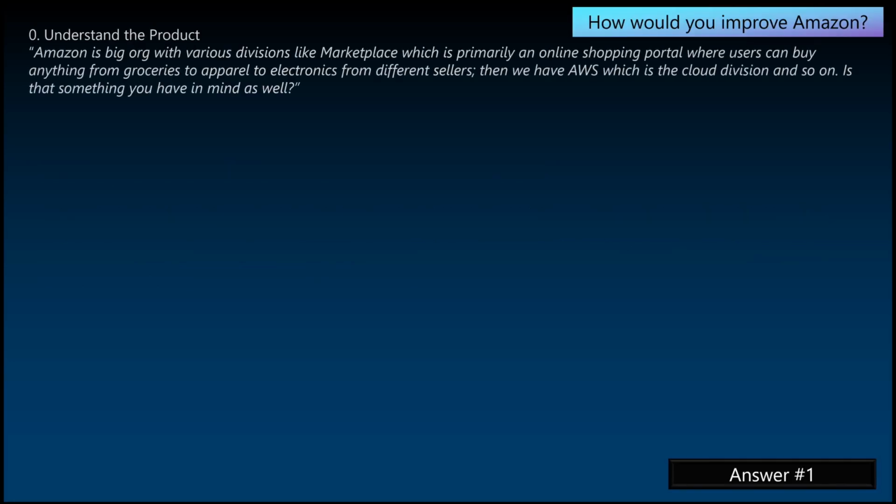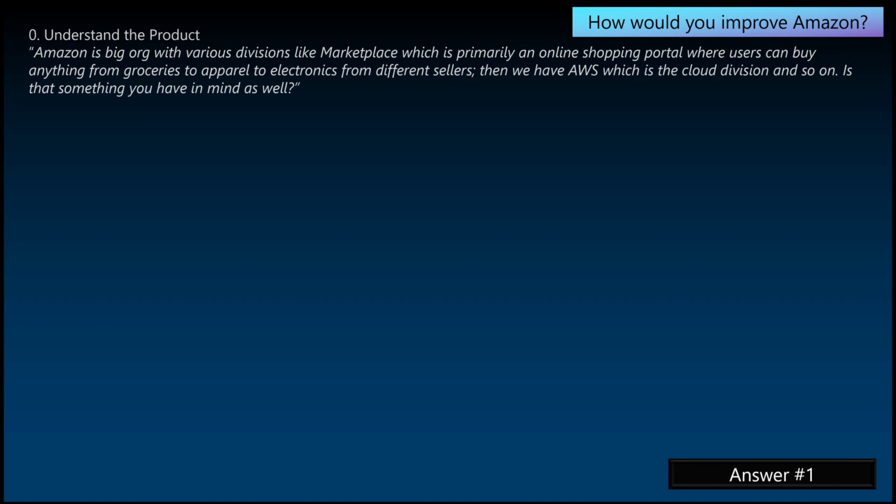So my understanding of Amazon is that it's a big organization with various products like Amazon Marketplace, which is primarily an online shopping portal where users can buy anything from groceries to apparel to electronics from different sellers. Then we have AWS, which is their cloud division, and so on. We have many products like Fire Stick and all. Then the important piece is I'll ask my interviewer, is that what you have in your mind as well?